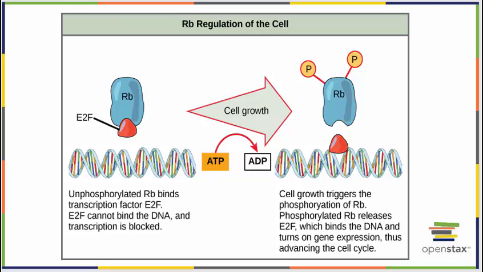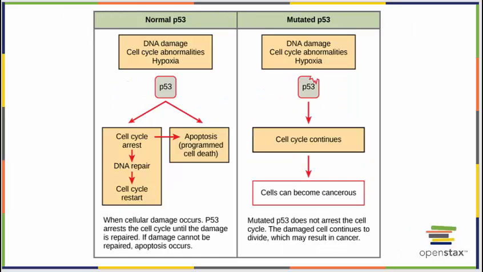However, we can phosphorylate RB, and it lets go of that little E2F molecule, which is then free to bind to the DNA and turn on gene expression, thus advancing the cell cycle. This is known as negative regulation because its normal job is to turn the cell cycle down, or even turn it off.